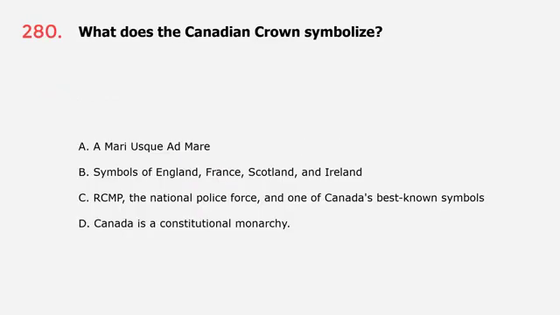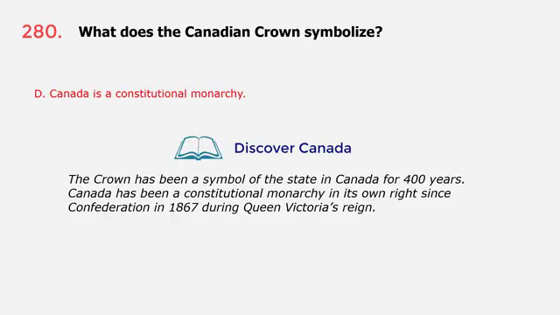Question 280. What does the Canadian crown symbolize? A. Amari Asquad Mari. B. Symbols of England, France, Scotland, and Ireland. C. RCMP, the National Police Force and one of Canada's best-known symbols. D. Canada is a constitutional monarchy. The answer is D. Canada is a constitutional monarchy.